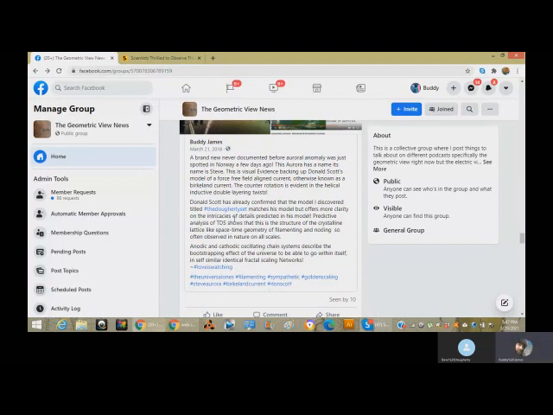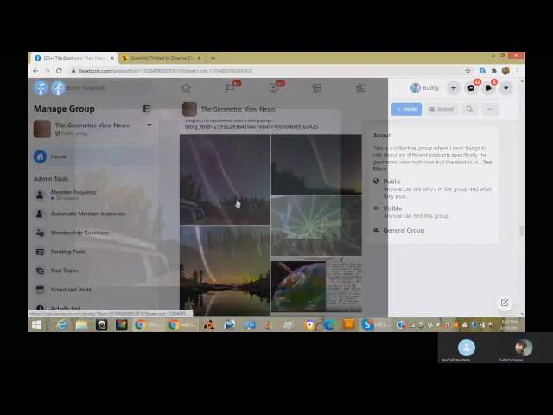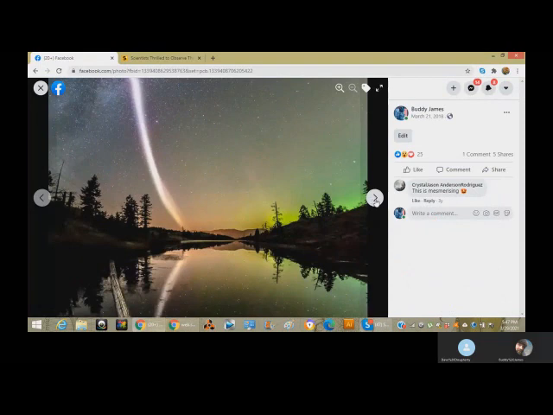Anodic and cathodic oscillating chain systems describe the bootstrapping effect of the universe to be able to go within itself in self-similar identical fractal scaling networks, as shown here. That's Steve.